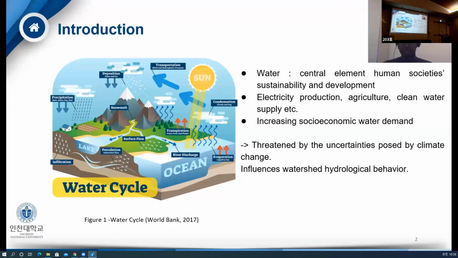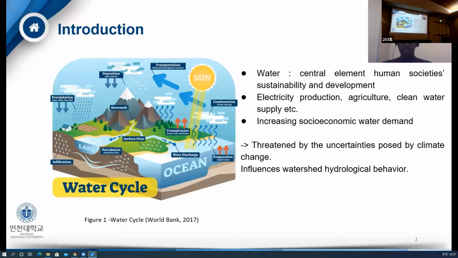Climate variation influences watershed hydrological behavior due to its correlation with precipitation and temperature, and impacts river stream flow directly. As you can see here in the water cycle, everything is connected. Therefore, climate change is one of mankind's biggest challenges. Indeed, human beings have been experiencing temperature and rainfall variation, and an increase in extreme weather events has been observed over the past 30 to 40 years in most parts of the globe.